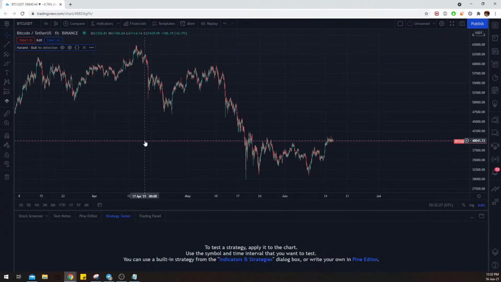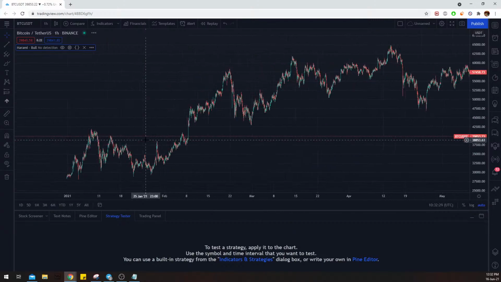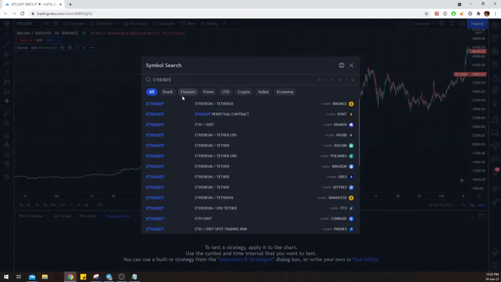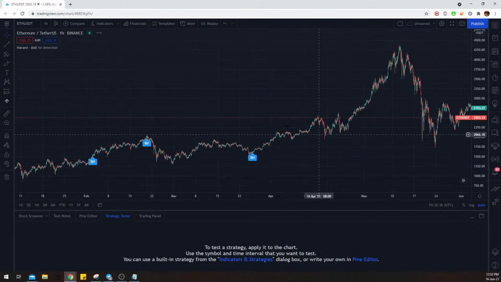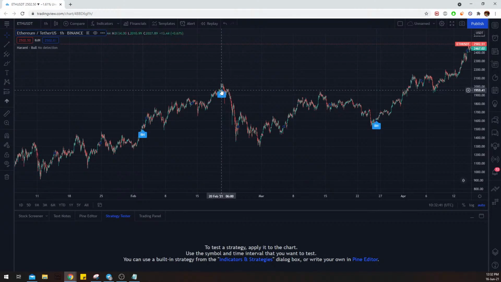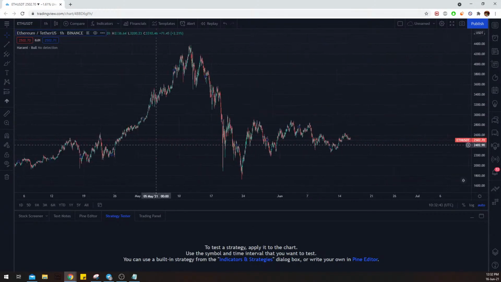So unfortunately no, we got nothing here. Maybe because it's uncommon. Let's take another pair, like for example ATH USDT. Oh look, ATH USDT we have. So we can see, for example, this one it would be a win, this one it would be a loss, this one it would be a nice win.